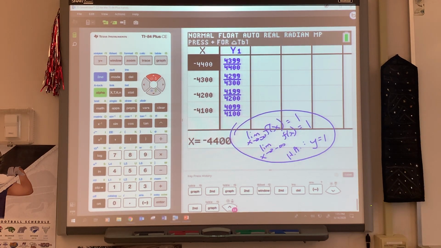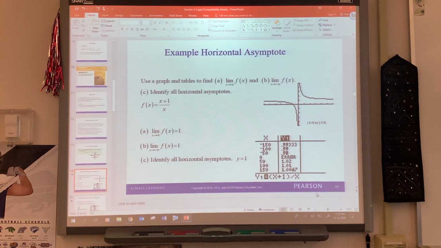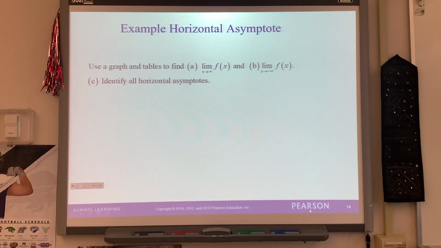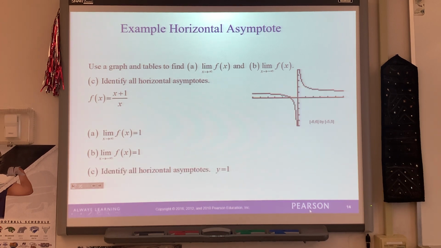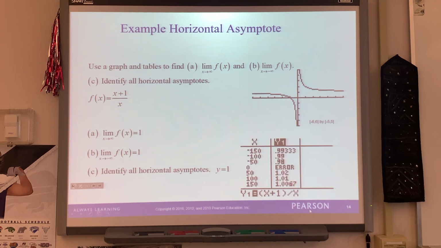All right? So let's head on back to that PowerPoint, and I think they will agree. The limit as x approaches positive infinity was 1. The limit as x approaches negative infinity of the function was also 1. And identify all horizontal asymptotes: y equals 1. And there was the graph essentially we looked at as well.